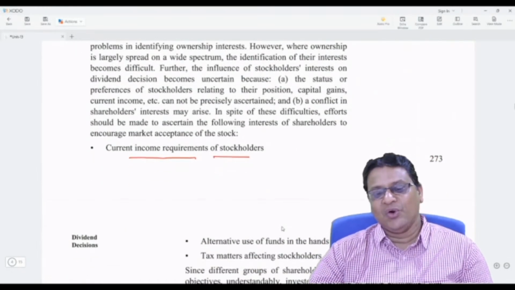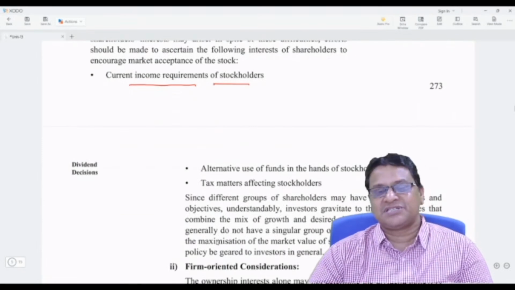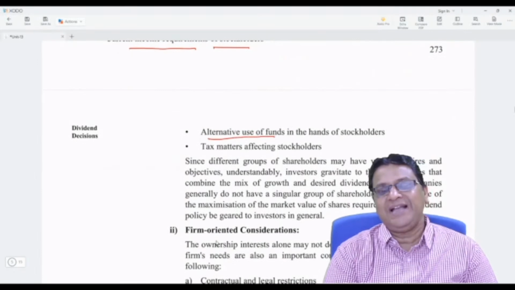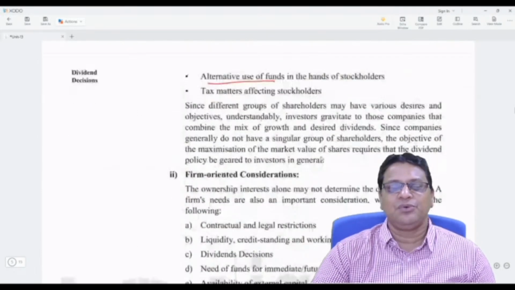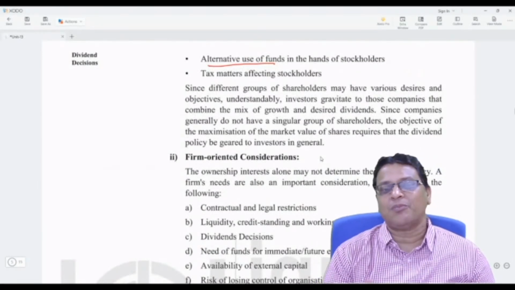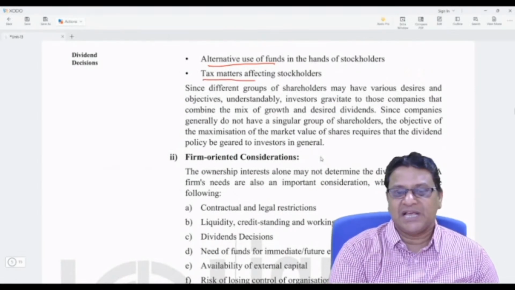Second one is alternative use of funds in the hands of shareholders. While taking the dividend, what type of use the shareholder will make of the funds that they receive in form of dividend. Next, tax matters of the shareholders.